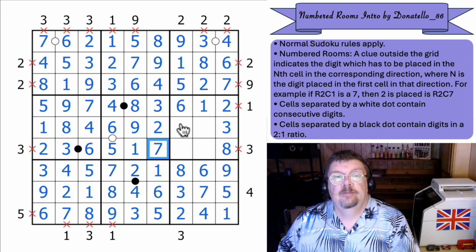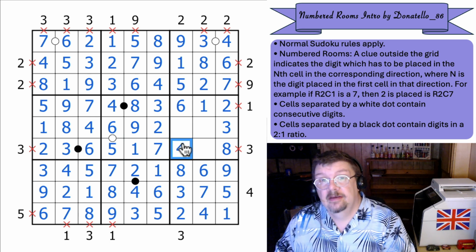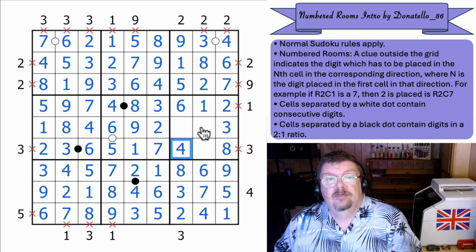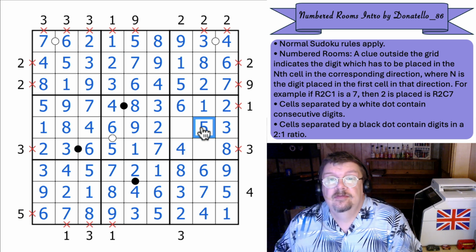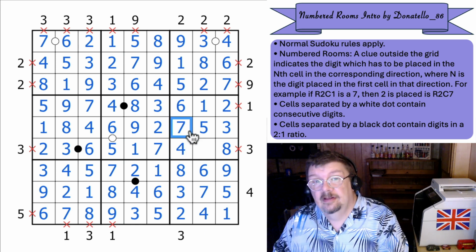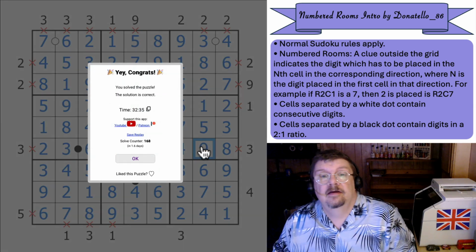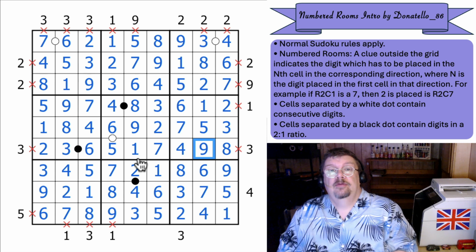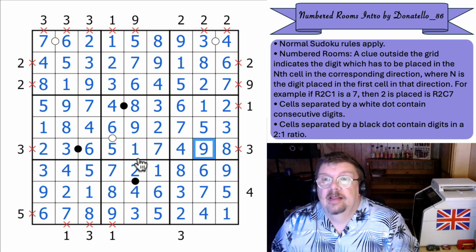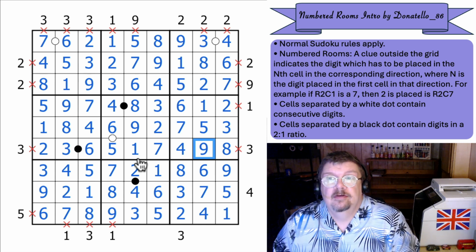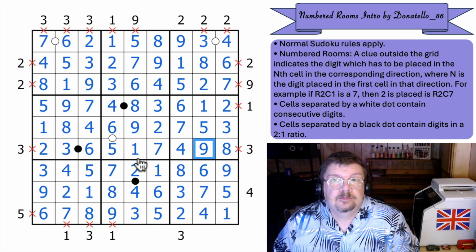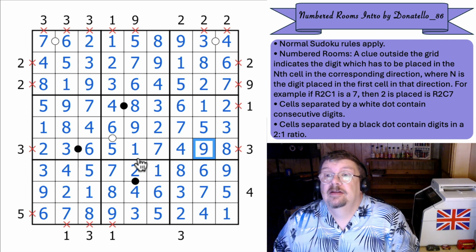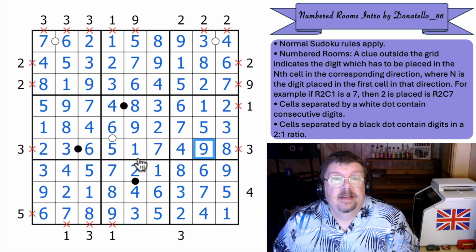And finally, we get to place a 4 in this box, which must go here. The 5 must go here. The 7 is this cell, and this is a 9. And that was a beautiful puzzle. I think that is a very good numbers rooms introduction. Thank you very much, Donatello, for making this.